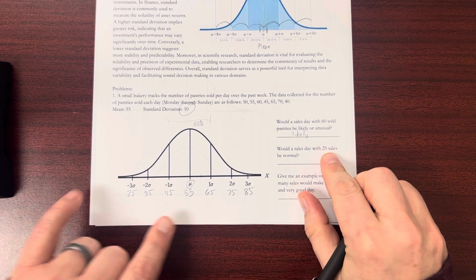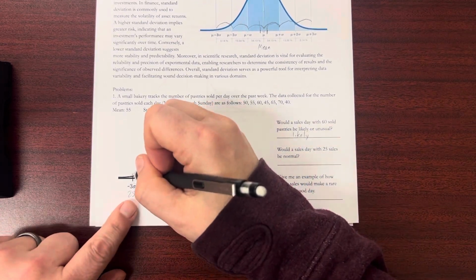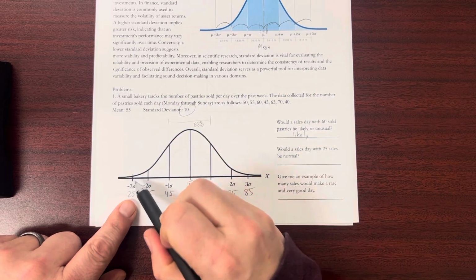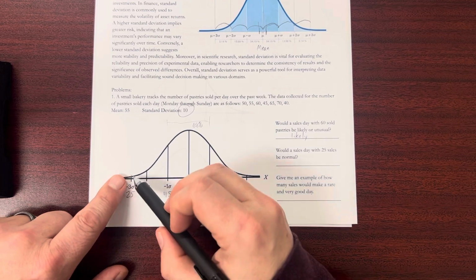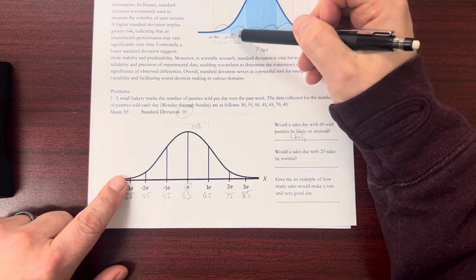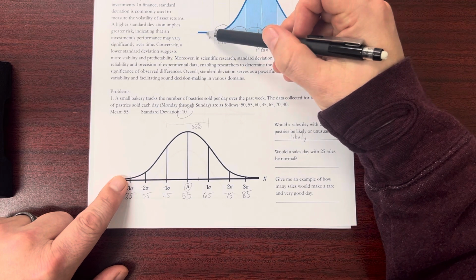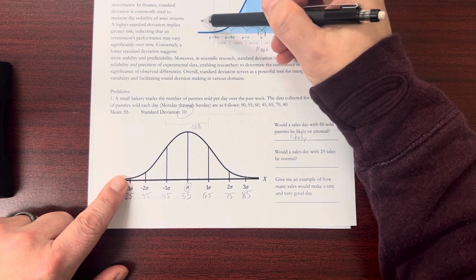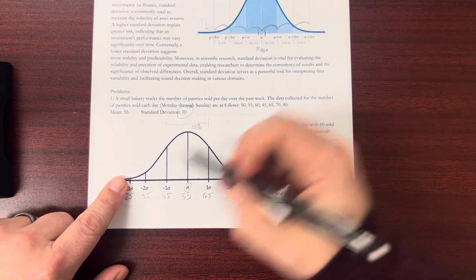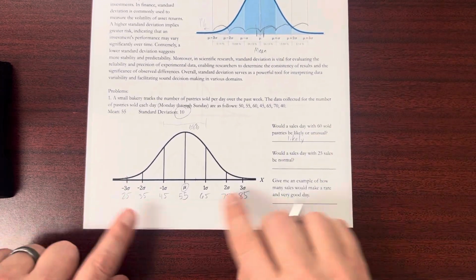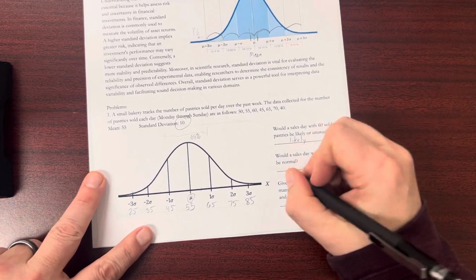Would a sales day with 25 sales be normal? So out here at 25, three standard deviations away. Is that pretty likely to happen? No, it's pretty unlikely. I mean, this range right here is 2%. And if you're beyond that range, less than 1% of your data is out that way. So 25, way at the ends here, at the extremes, that's going to be not normal.